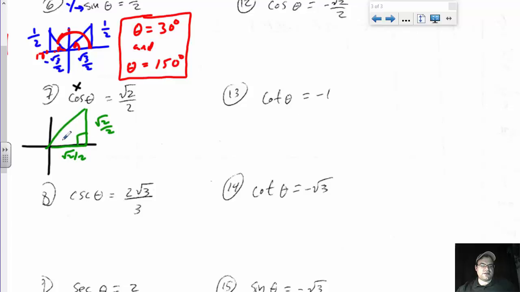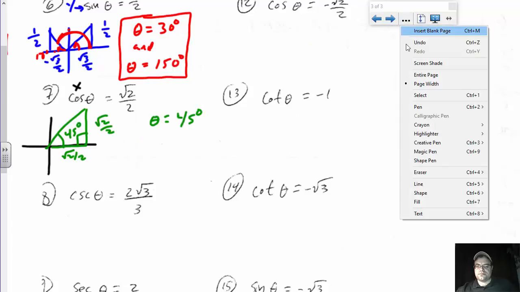So one of your angles is here, which is in fact 45 degrees. That's one of your answers. The cosine of 45 degrees is root 2 over 2. That is a fact. Okay. But we also have another one.